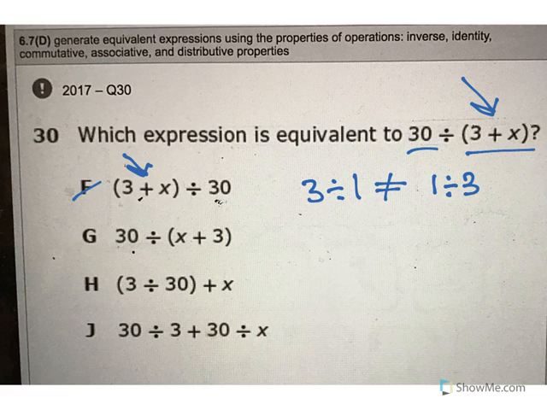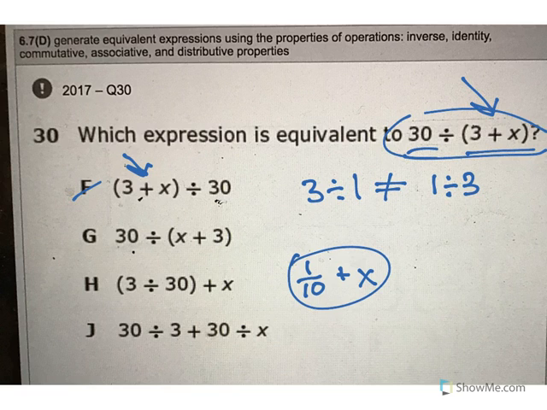Let's go to h. 3 divided by 30 is 1/10 plus x. Well, does this look the same as that? No, it doesn't. So it can't be h. Next, we're going to do j. 30 divided by 3 is 10 plus 30 divided by x, because I can't simplify that.